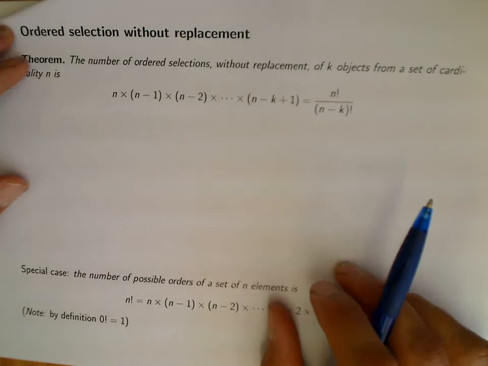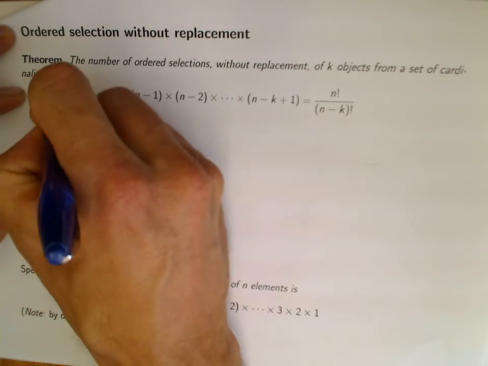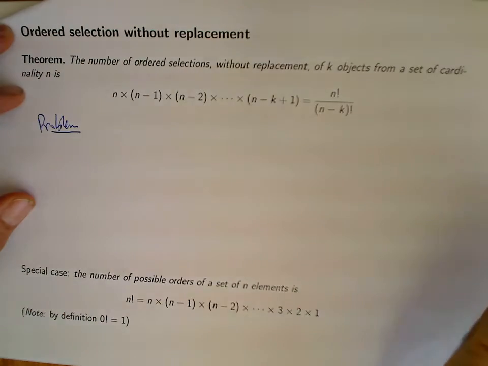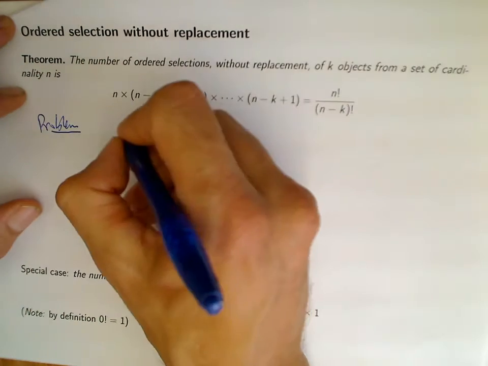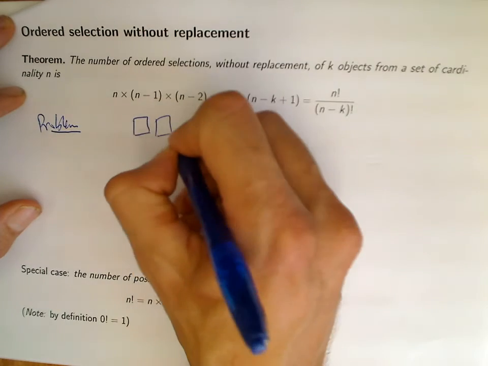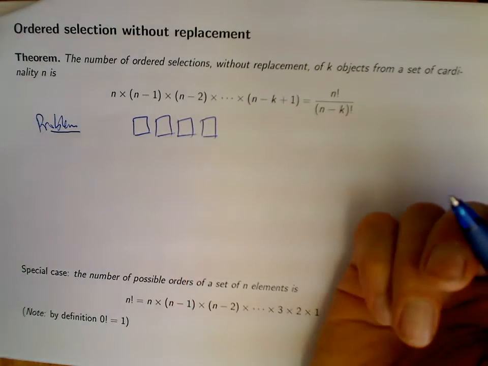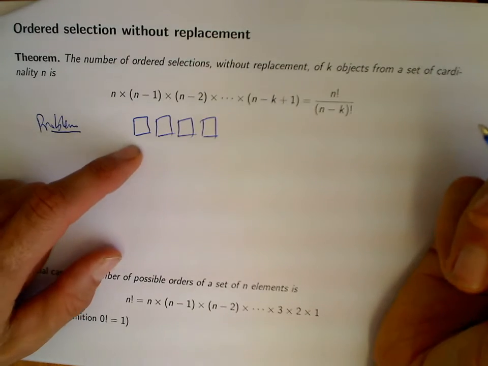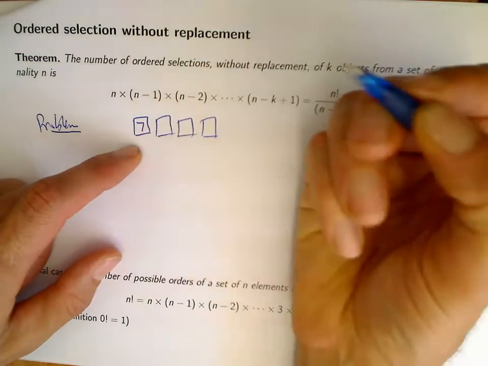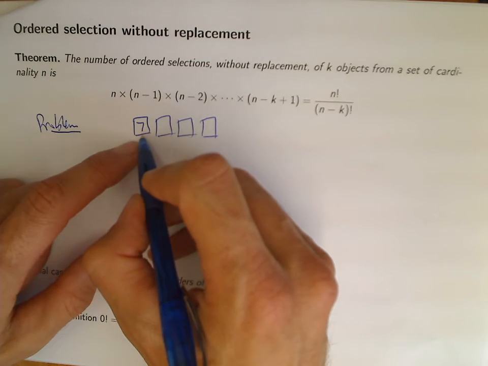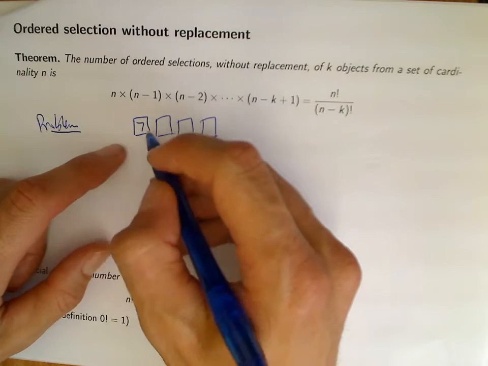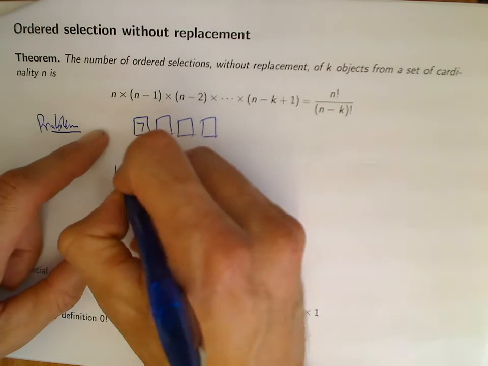So for the problem, let's just see why we get this answer. We're going to use the multiplication principle again. I've got 4 boxes, and I'm going to write my choice of postcard in each one. So maybe I choose the 7th postcard for the first one. And so we had 10 choices here.